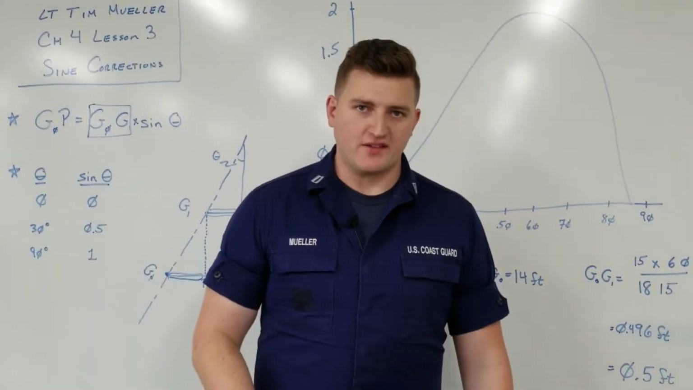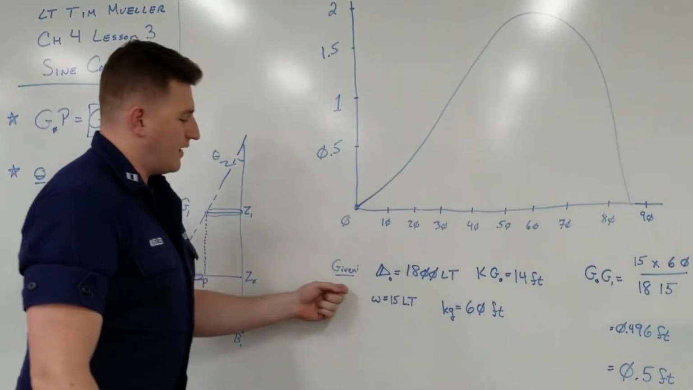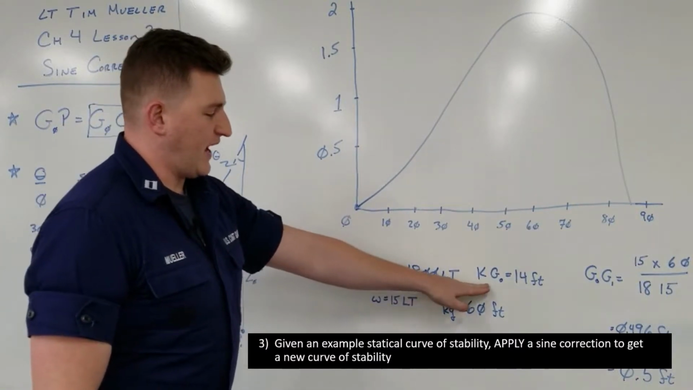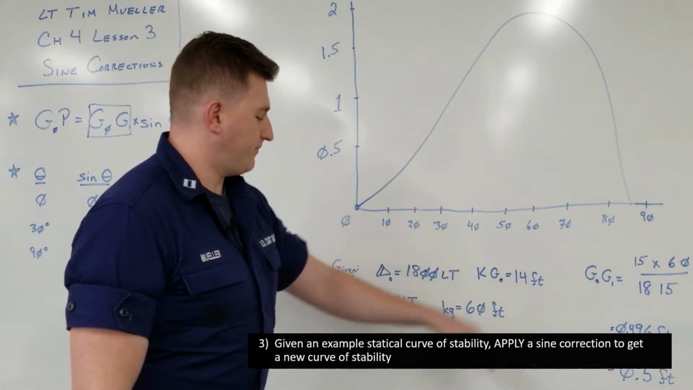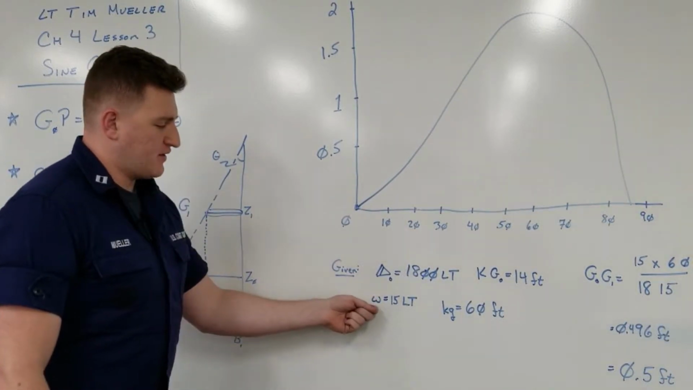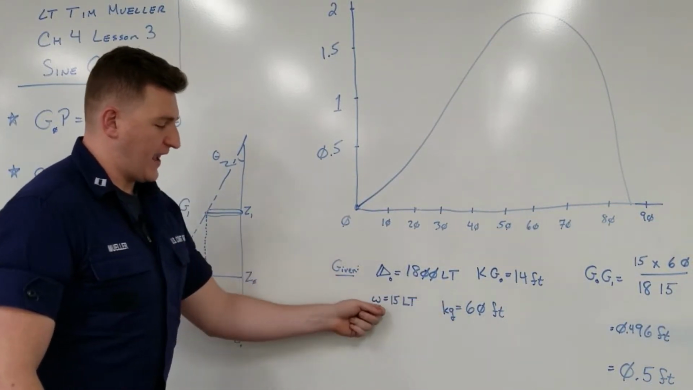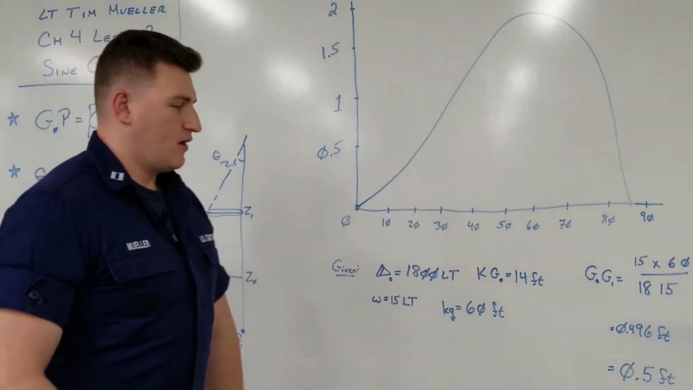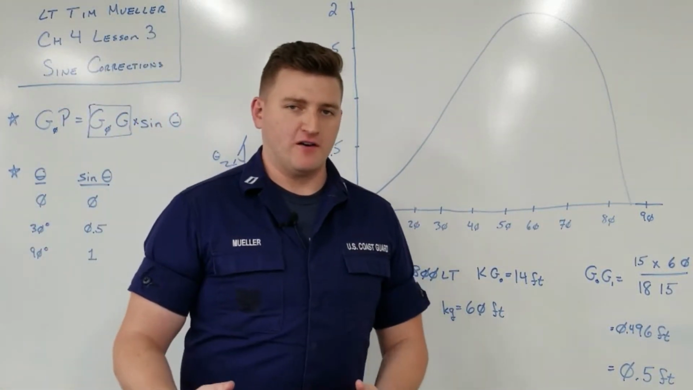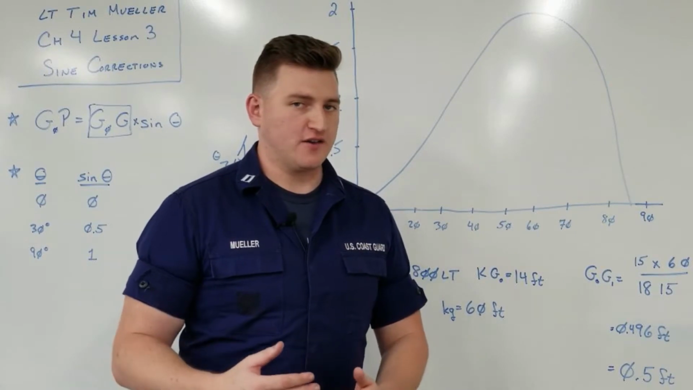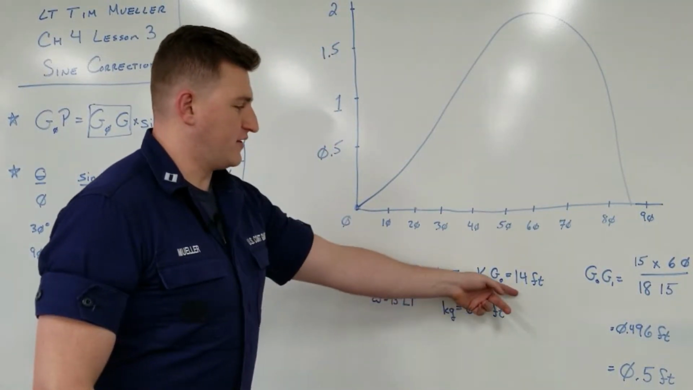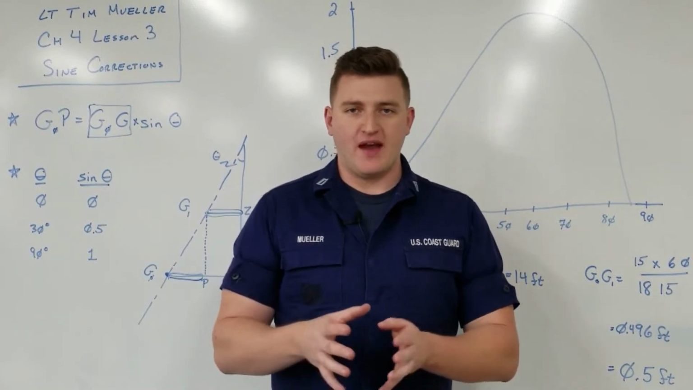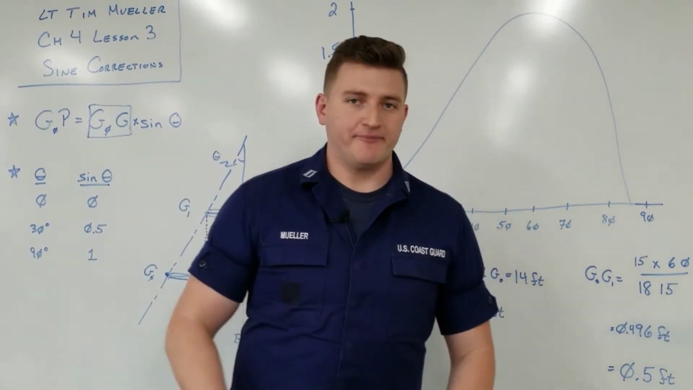All right, now for this second example, let's say that we have a ship and we have an original displacement of 1,800 long tons, and we have a KG original of 14 feet. Now let's say we add some weight at a certain height. We're going to add 15 long tons, 60 feet above the keel. First off, we have to find out how far our center of gravity has moved from this 14 feet. Then we can start applying our sine corrections, assuming that weight was added directly on the center line.